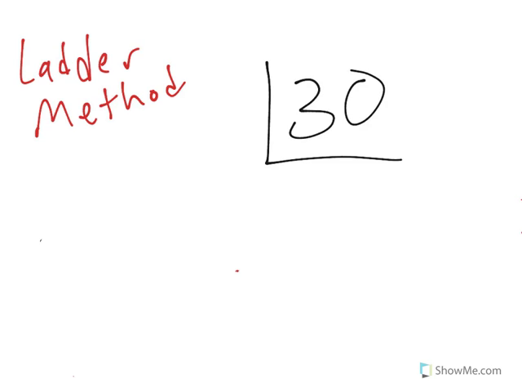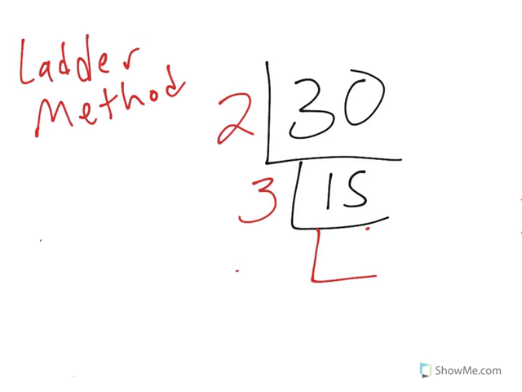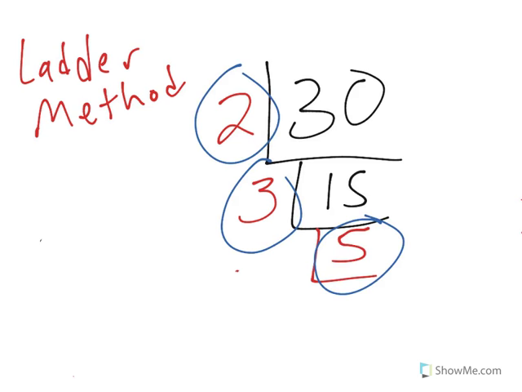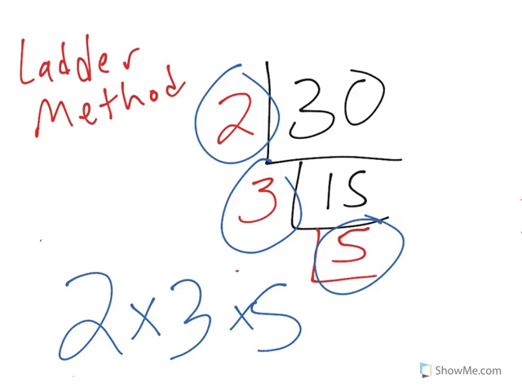So first thing I'm going to do, I'm going to pull a prime number out. I can pull 2 out, which leaves me with 15. 15 is not prime. What prime number can I pull out of 15? I could pull a 3, which leaves me with 5, which is a prime number. So those are my 3 numbers. It's going to be 2 times 3 times 5 is the prime factorization of 30. So those are the 2 different ways that you can do it.